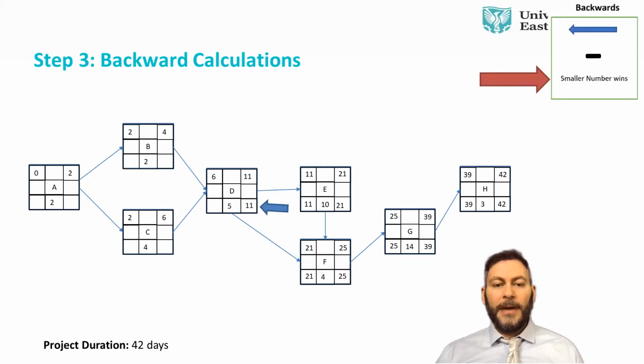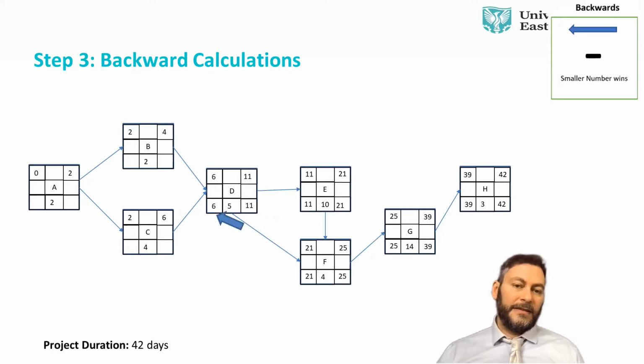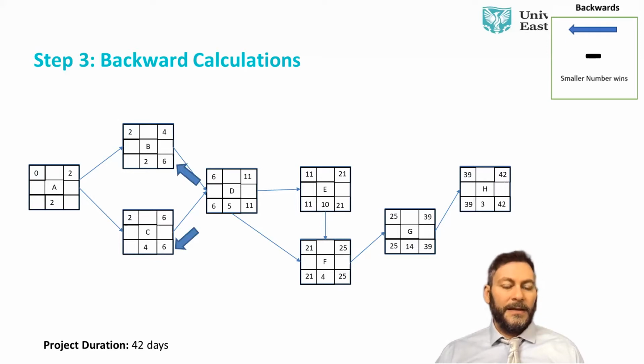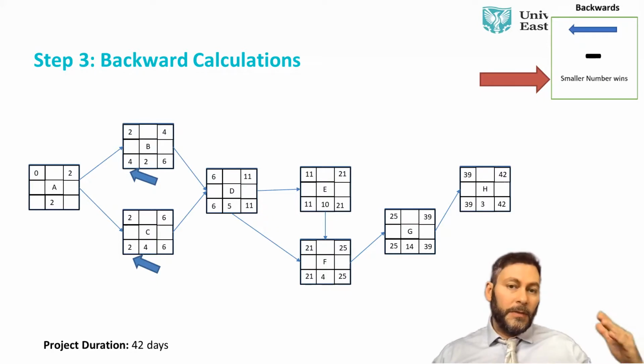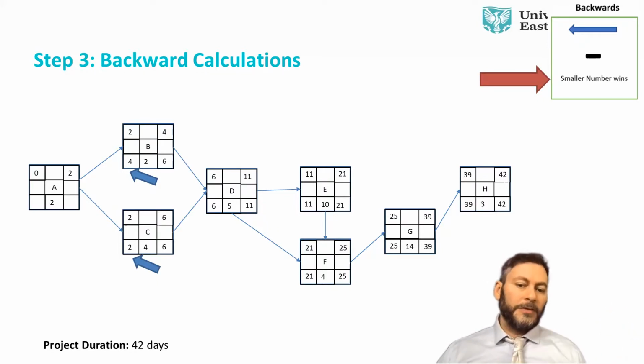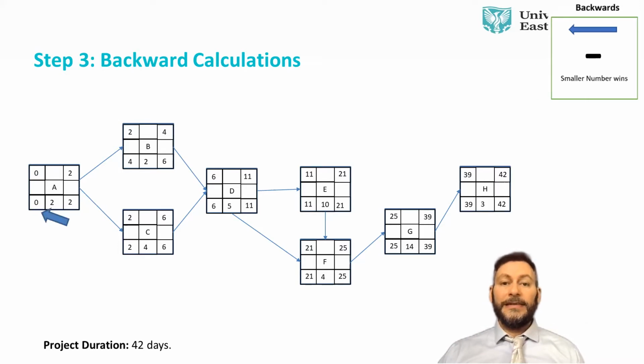So 11 minus 5 is 6. 6 gets transferred to B and C. 6 minus 2 becomes 4, and 6 minus 4 becomes 2. Now here A has a choice. Again, we're going with the smaller number. A has a choice between 4 and 2, and we said we go with the smaller number. The smaller number is going to be 2. And 2 minus 2 is 0.